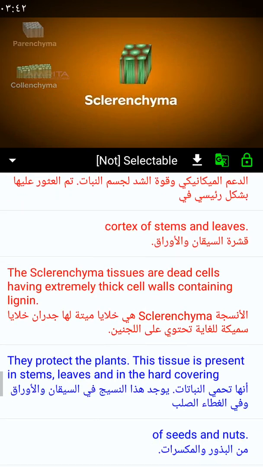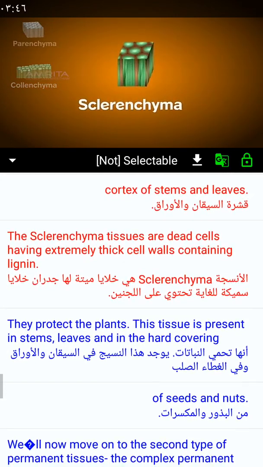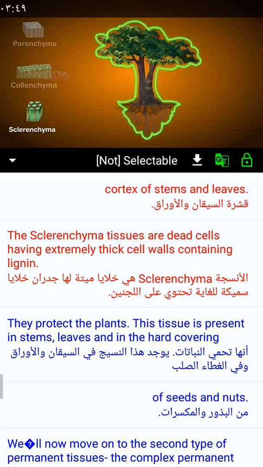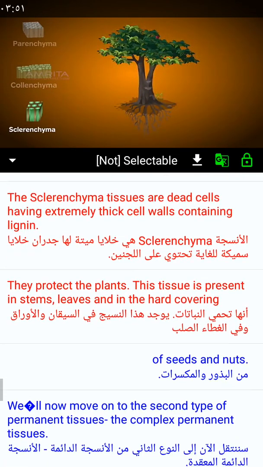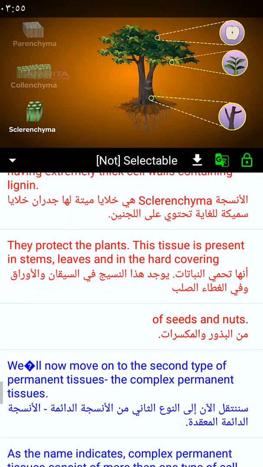The sclerenchyma tissues are dead cells having extremely thick cell walls containing lignin. They protect the plants. This tissue is present in stems, leaves, and in the hard covering of seeds and nuts.